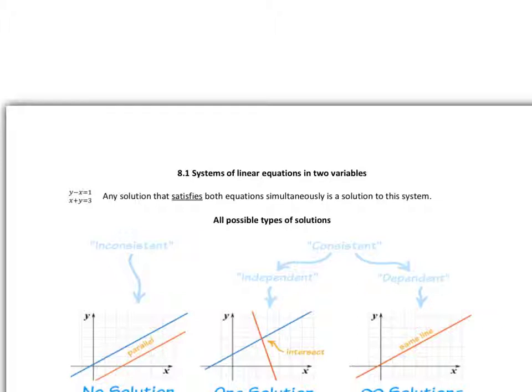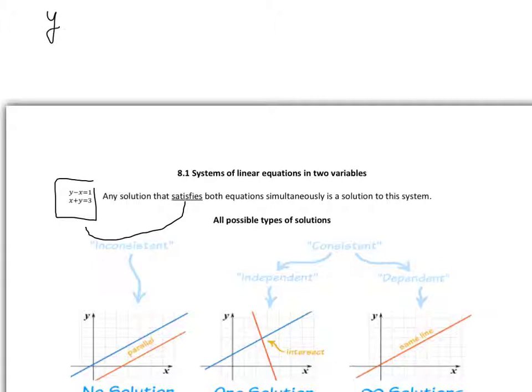So, what a system of equations in two variables looks like essentially is this. A system meaning we have more than one equation, and two variables meaning that each of these equations has two variables. So, any solution that satisfies both equations simultaneously is a solution to the system. So, if we think about this really quickly, we can look at these individually.